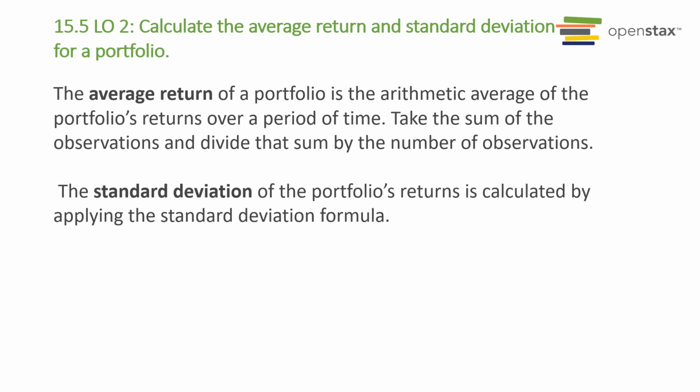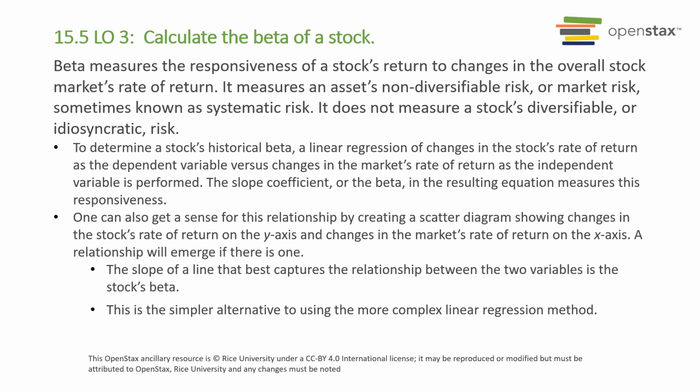The average return of a portfolio is the arithmetic average of the portfolio's returns over a period of time. The standard deviation of the portfolio's returns is calculated by applying the standard deviation formula. Note that beta measures the responsiveness of a stock's return to changes in the overall stock market's rate of return. It measures an asset's non-diversifiable risk. It does not measure a stock's diversifiable risk.